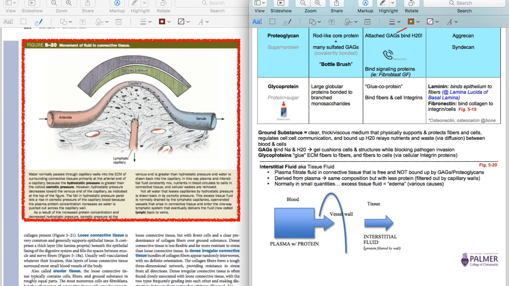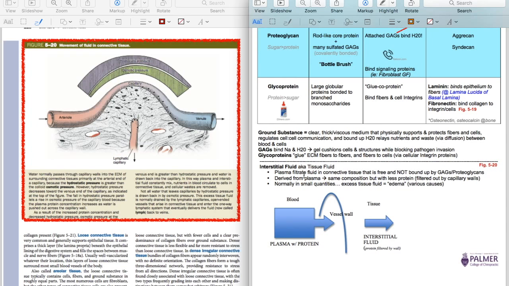And specifically GAGs bind up electrolytes and water, making this a thicker type of gel that will cushion, like a waterbed, right? While binding up all this water, it can also help block pathogen invasion. And then glycoproteins are the glue that glue fibers to other fibers and fibers to cells. And integrins are just integrating the inside of the cell with the outside of the cell, like we just talked about.